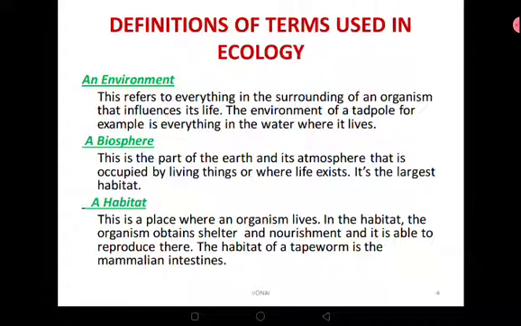For example, we have the common parasites called the tapeworms, Taenia solium or Taenia saginata. Those ones live inside the intestines of mammals, either pigs or cows or man. So inside the intestines of these animals are the habitats for the tapeworms. We looked at the tadpole earlier. The water where the tadpole lives is also the habitat where it lives. So that is the habitat.